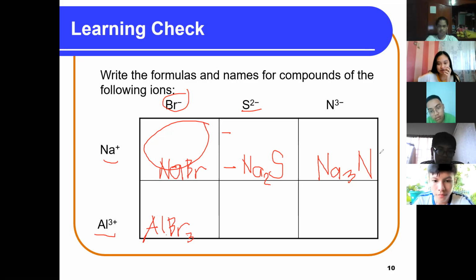Let's proceed with Kint Buliser. Aluminum and sulfur. Aluminum sulfide, sir. Then aluminum sub 2, sulfur sub 3.